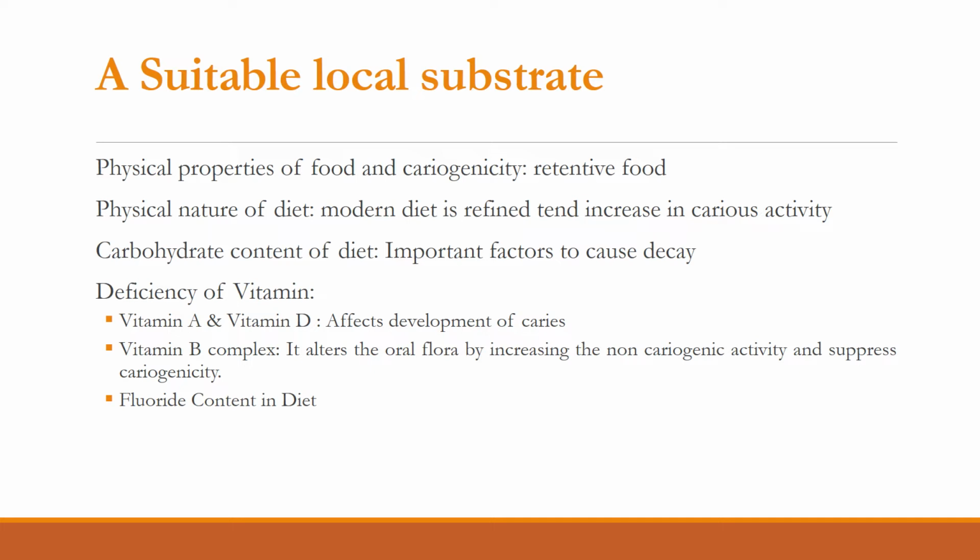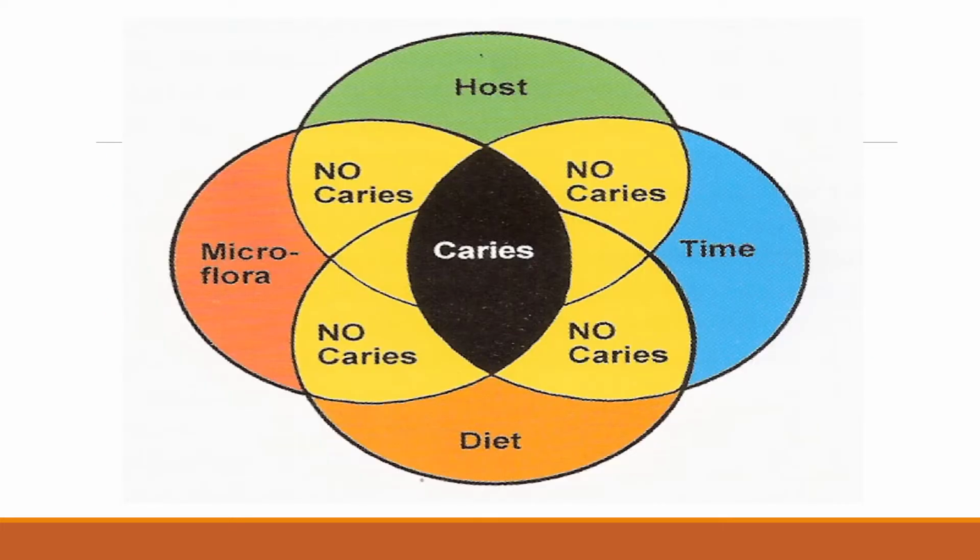Then comes fluoride. I think you will be knowing, because fluoride inhibits caries and our toothpaste contains fluoride. Even Malaysia has water fluoridation, which we will discuss in the fluoride topic. So this is the epidemiological triad: microflora, host, diet, and the most important factor, time. If diet is not proper and microorganisms are there and there is a pit, in one day dental caries won't show up. It needs a certain time.